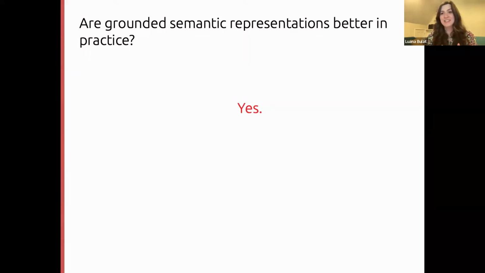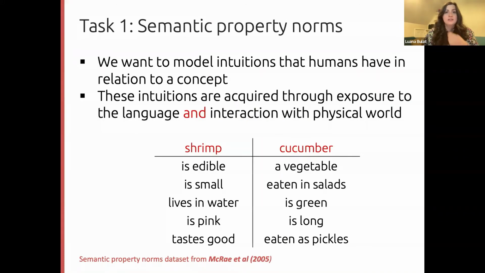Of course, I don't have access to the big tech companies' internal products to implement and demonstrate this, so I can't go back to the failures of the voice assistants I gave right at the beginning. But I will try to convince you by using some NLP tasks that we use in a research setting. Ideally, we would like word representations to capture the intuitions that humans have in relation to a concept. And properties or attributes are a very natural way for us to describe what something means.